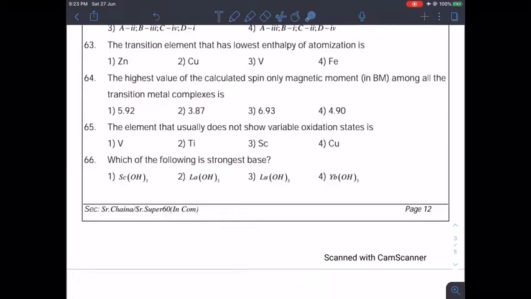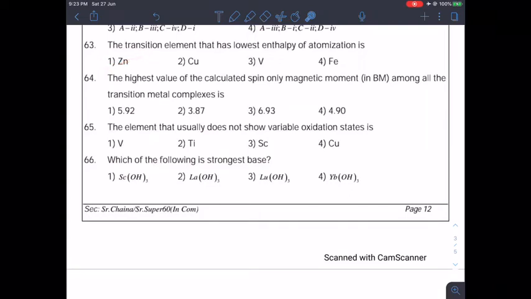Like that, the atomization also depends on the number of unpaired electrons. Not exactly directly proportional, but more or less it depends on that. So once again, it will be lowest where we have a d10 type of configuration. So the answer will be zinc according to me in this case.